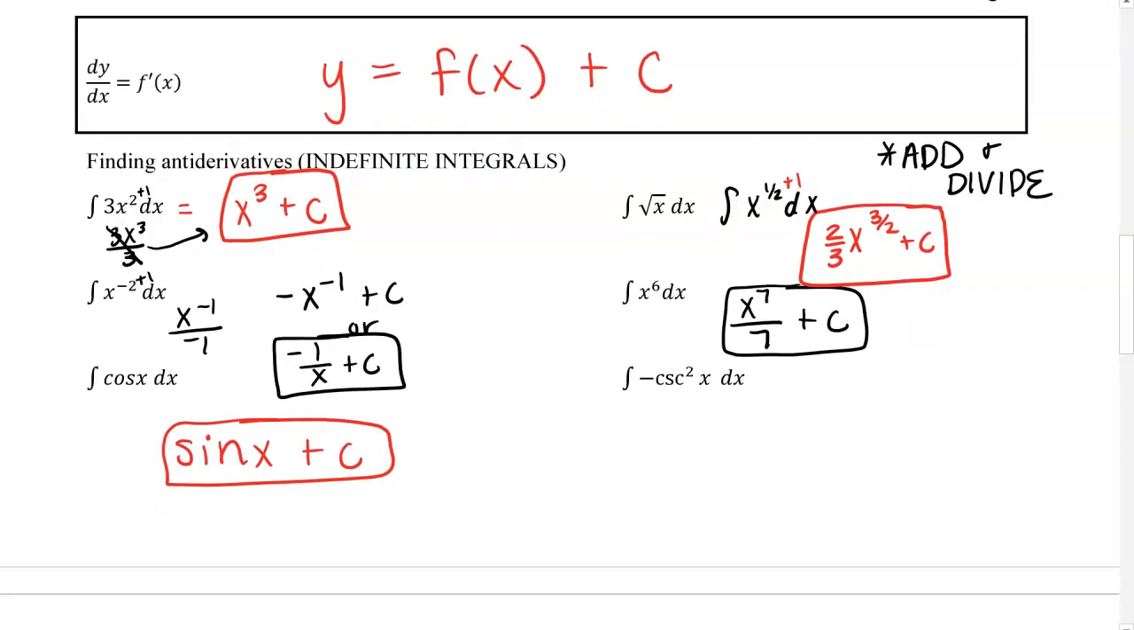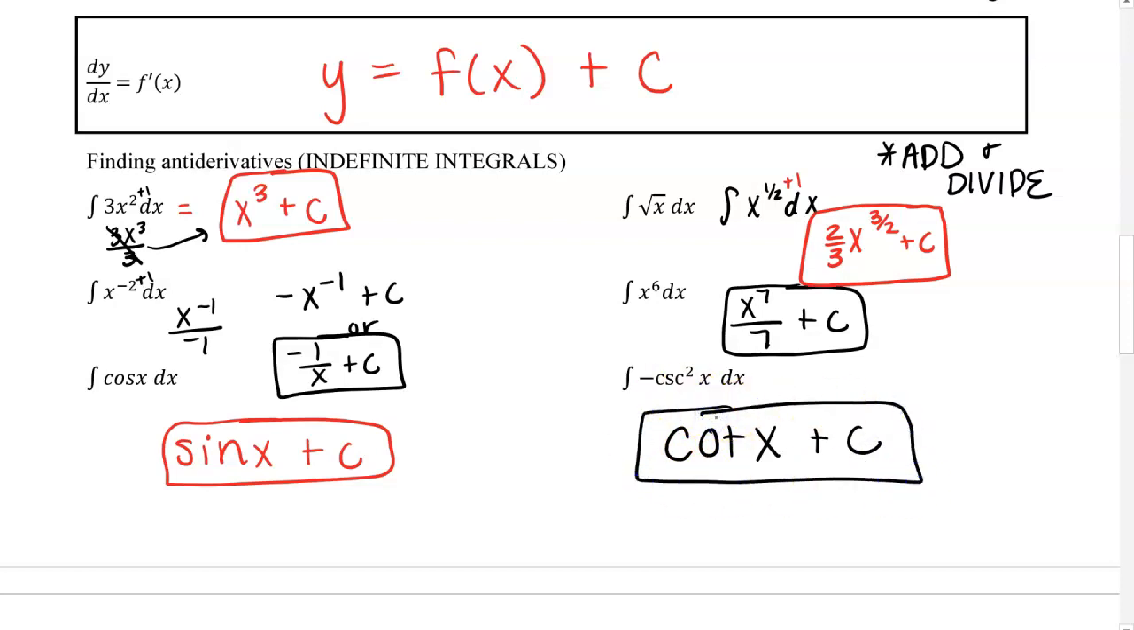Last one, I see cosecant squared, so I know that it has to have something to do with cotangent. I double check. The derivative of positive cotangent is negative cosecant squared, so that works. I'm guessing you're seeing how important it is that you memorized your derivatives. If you need a refresh on your derivatives, there's one linked on our Canvas pages.